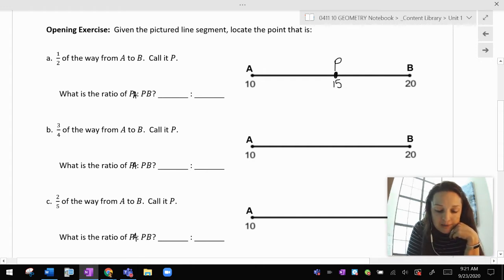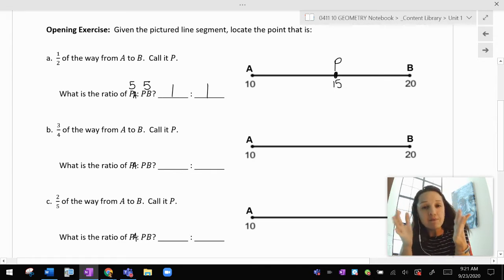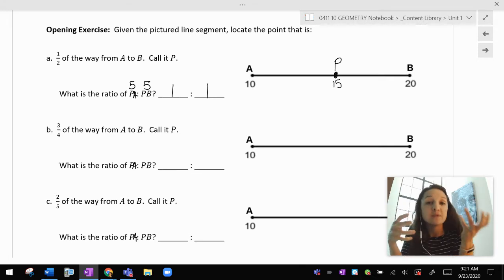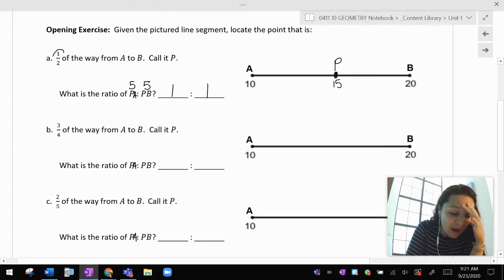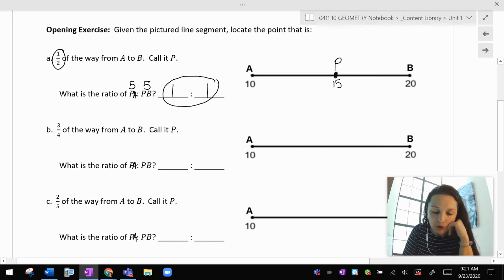PA to PB means how long is PA, and that's 5. And how long is PB? That's 5. So technically, the ratio from PA to PB is 1 to 1, because we take 5 to 5 and reduce it. Ratios can be thought of as that colon thing, or as a fraction. 5 over 5 is the same as 1 over 1. So PA to PB is 1 to 1. Cool. So halfway is a ratio of 1 to 1. That's something we're going to want to look at.